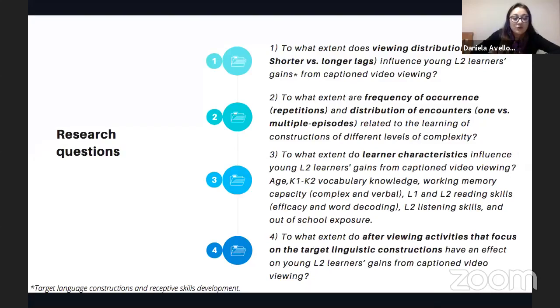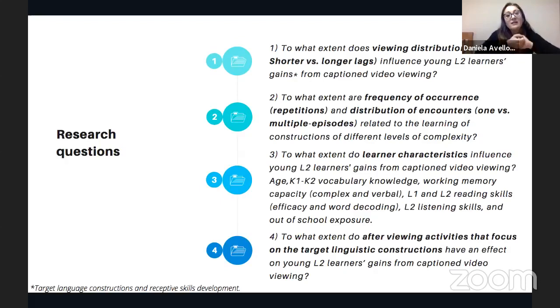From the research questions, the main variables explored in this research study can be identified. The language learning gains assessed in this study are individual vocabulary words, grammar constructions, and the development of receptive language skills. And here are the main variables that have been assessed or explored in this research study.